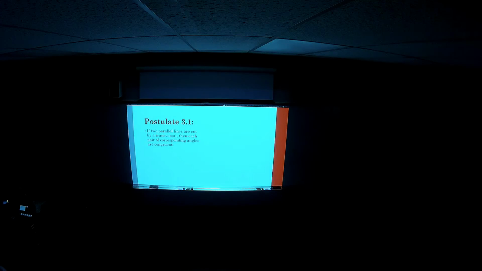Now again, this postulate we're going to use quite a bit. It's actually one of the main reasons why some of these theorems work. So we can't prove those theorems without this. It's going to be our fallback property we need.